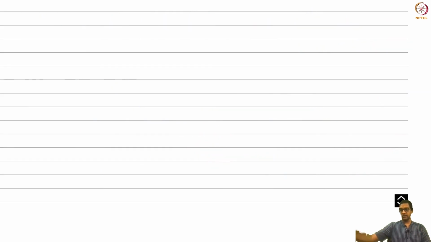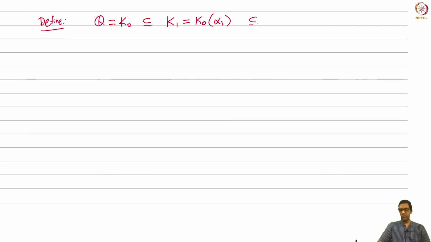a somewhat larger tower. Okay, so now define a new tower as follows. Let's define Li, so this is instead of k_{i-1}. So let's do it in steps maybe. So I had Q = k0 containing k1, where I adjoined alpha 1 to it, then to k1 I adjoined alpha 2. Okay, so this I called k2 and so on. So I keep adjoining successive elements.